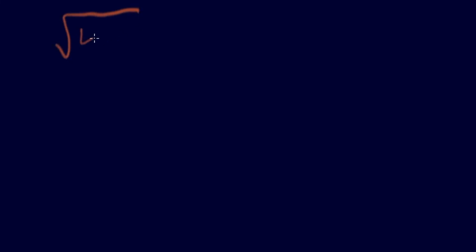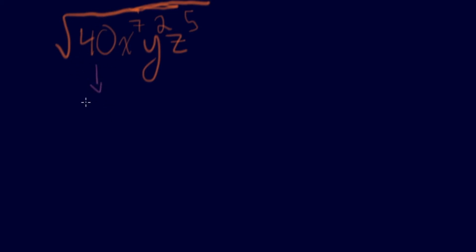Let's take the square root of 40x to the 7th. Ooh, actually, you know what? I'm going to kick it up even further. x to the 7th, y squared, z to the 5th. What just happened, Mr. Douglas? This became a crazy question. Not at all. Fear not, students. Let's take the square root of 40. So two numbers that multiply. Hopefully you're thinking 4 and 10. So the square root of 4 is 2. So 2 is going to go on the outside. We know that.